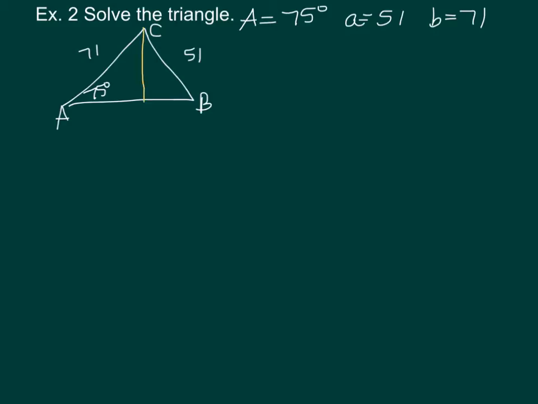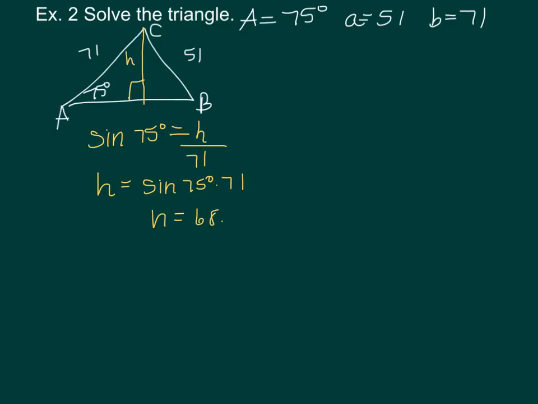So in example 2, I gave you my information. So I'm going to draw the triangle. I'm going to find H. Sine 75 equals H opposite over hypotenuse. So H will equal sine 75 times 71. Sine 75 times 71, H equals 68.6.